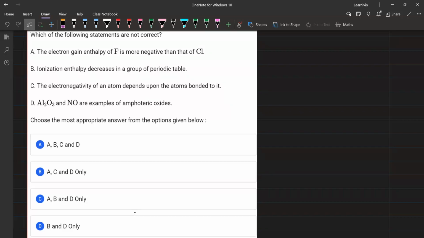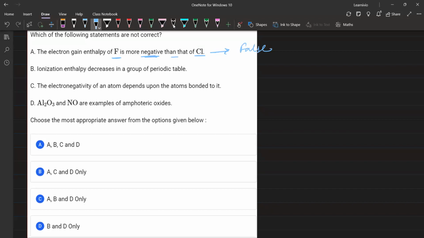Okay, time is done for only one answer. Tell me about this statement. Everyone, you have to tell. Electron gain enthalpy of fluorine is more negative than that of chlorine. Tell me true or false. Electron gain enthalpy of fluorine is more negative than that of chlorine. False. False. This is false.